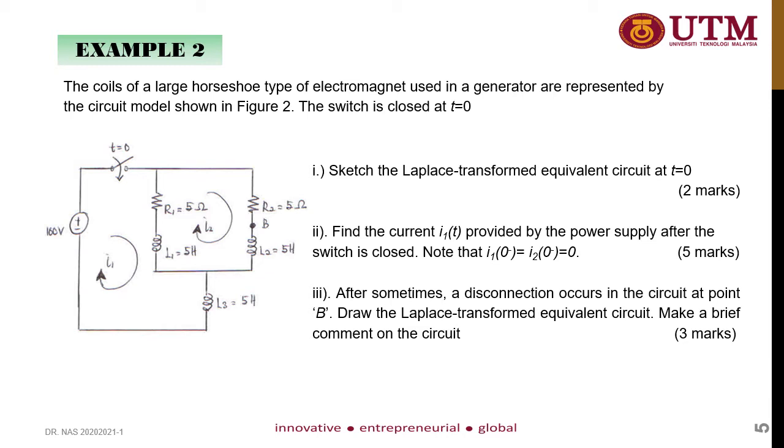find i1(t). The third question, after some time, this connection occurs in the circuit at point B. So this is point B. So this connection occurs at point B. So you need to draw the new Laplace transform equivalent circuit, and please justify your answer.